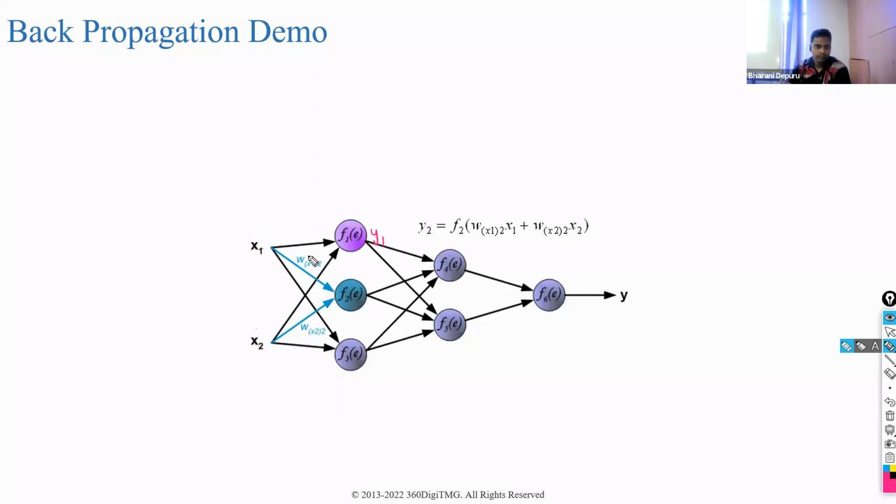Then this weight into this input, this weight into this input. When you do that, you get the integration function. Then you pass it on to the activation function. When you pass it on to the activation function, you get a value which is y2.